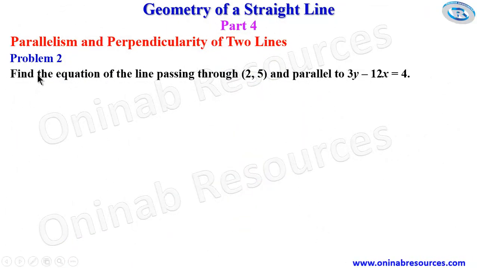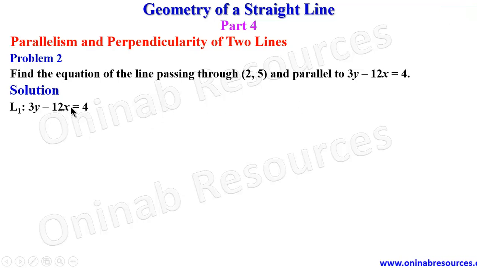For problem 2, find the equation of the line passing through (2, 5) and parallel to 3y minus 12x is equal to 4. So in our solution, we are going to have the first line, which is 3y minus 12x is equal to 4. We make y the subject of the formula to get the gradient. So we have 3y is equal to 12x plus 4. Dividing through by 3, y is equal to 4x plus 4 over 3.